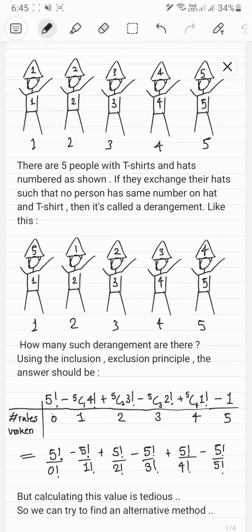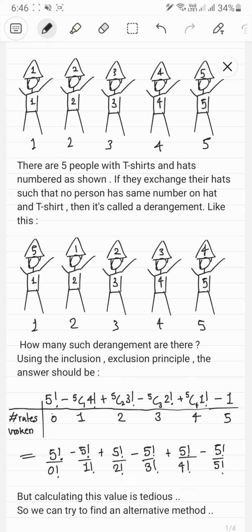Suppose there are 5 people with t-shirts and hats numbered as shown. If they exchange their hats such that no person has the same number on hat and t-shirt, then it's called a derangement. So this is an example of a derangement. How many such derangements are there?